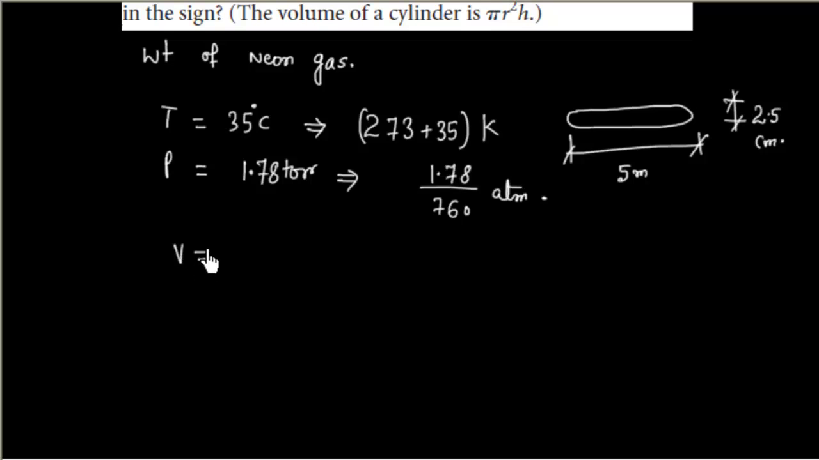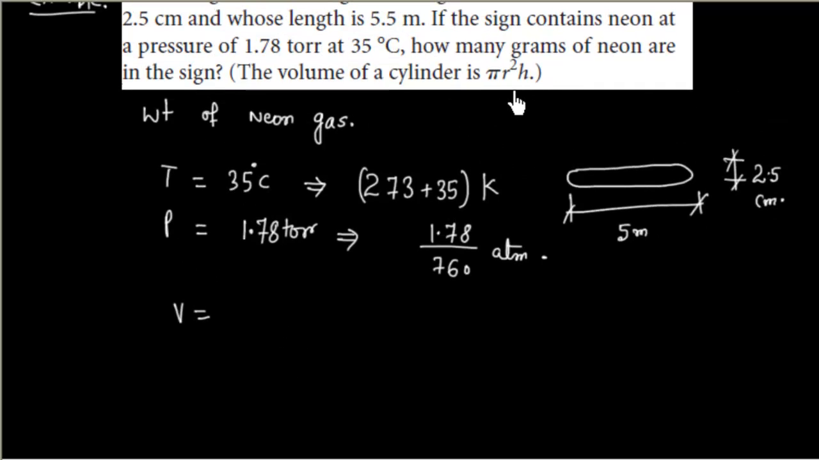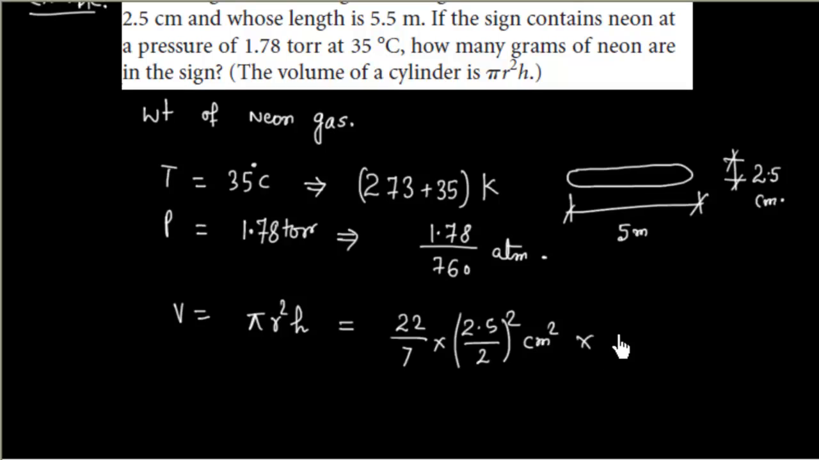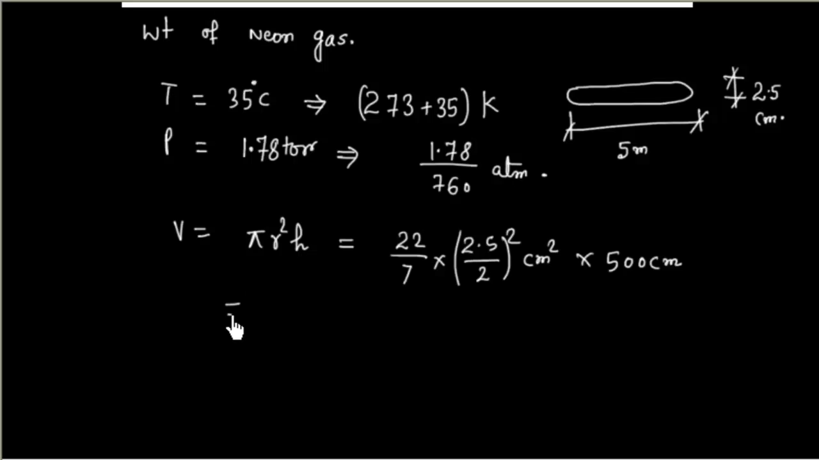So volume is given by this cylindrical shape. So volume is pi r square h, and pi is 22 by 7, and radius we will have, that is 2.5 centimeter is the diameter. So 2.5 divided by 2, and height we have 5 meter, but we have to convert it to centimeter because this is centimeter square, so 500 centimeter. So final unit for volume we will have in centimeter cube. So let us calculate this value.